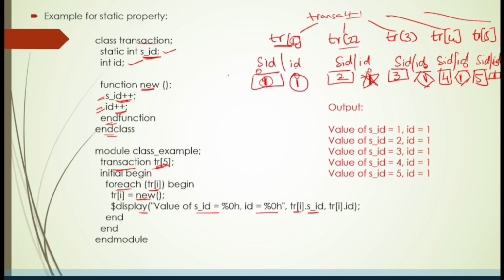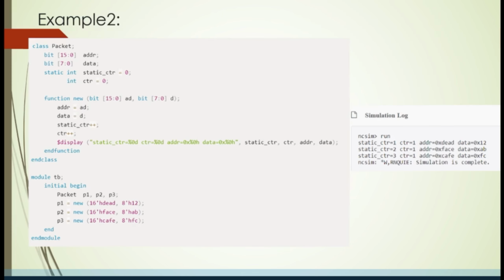So in this way, when you are using static, if you see, when you are incrementing SID, since SID is static in nature, its value is incremented from 1 to 5. But here ID is having different memory locations, so that is why it is taken as 1 in all these memory locations. Hope you got an idea of what is static and what is not. Okay, so the same thing here also.